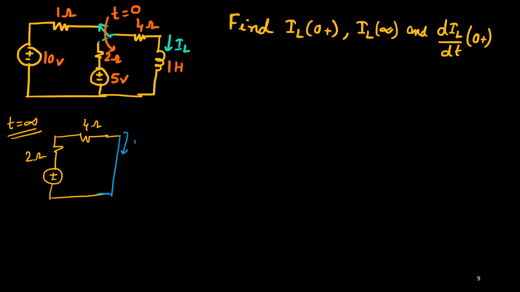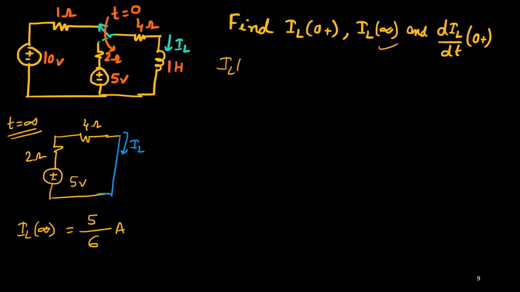Okay, so this is your IL. What is this voltage? It is 5 volt. So you see, IL at infinity will be, this voltage is 5 and the total resistance in the circuit is 2 plus 4 is 6. So 5 upon 6, that much ampere. That's all. So IL at infinity is 5 by 6. So this one is done.